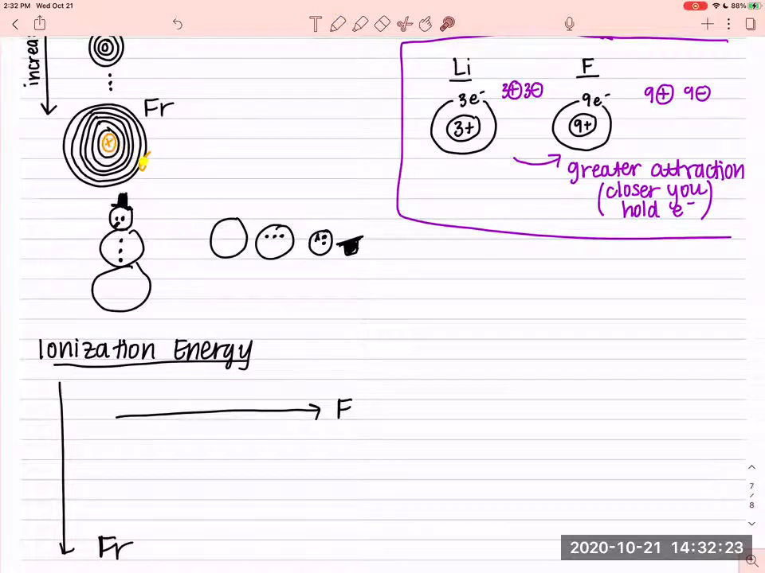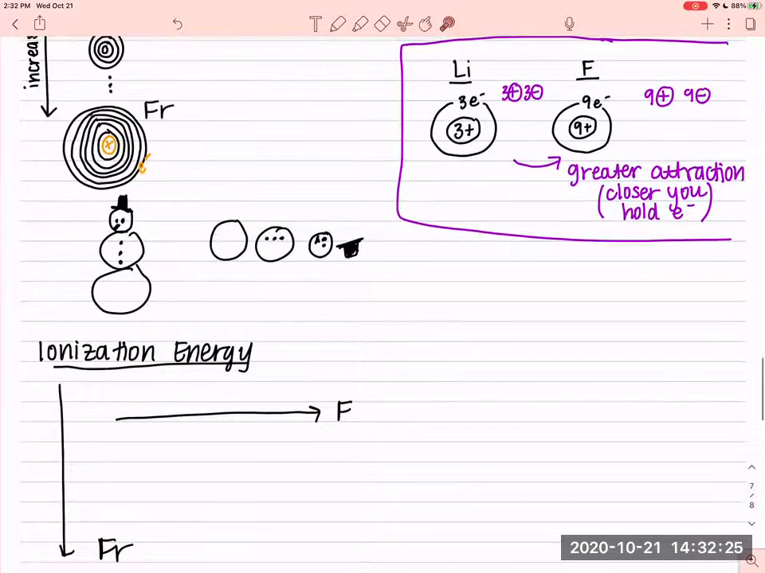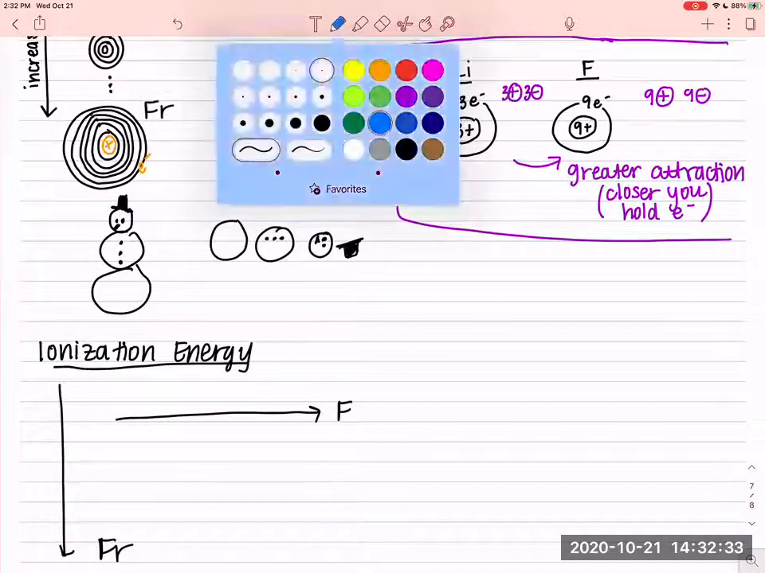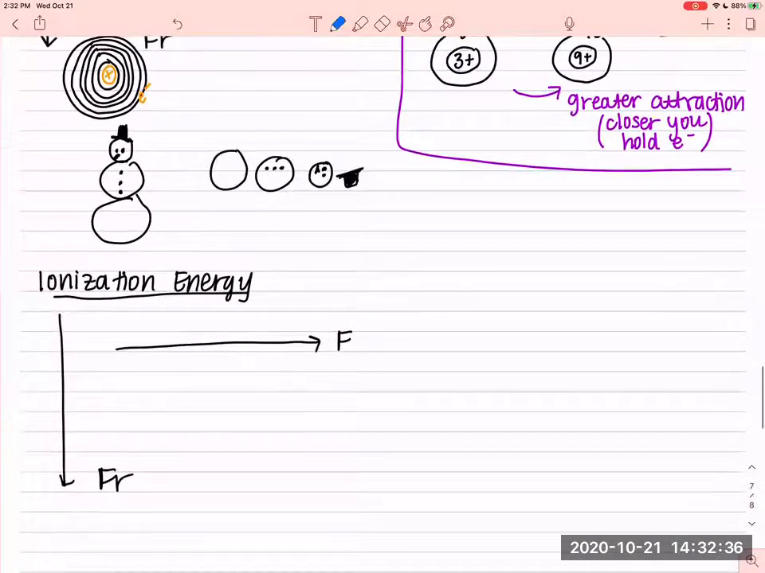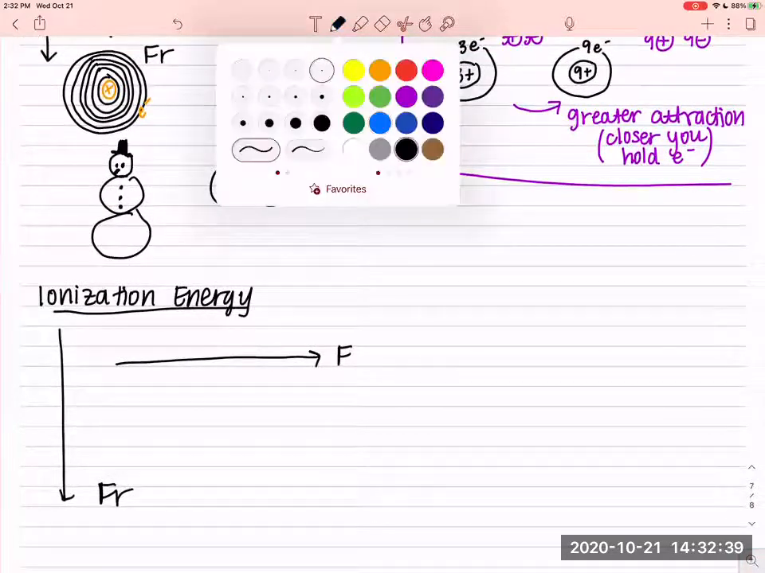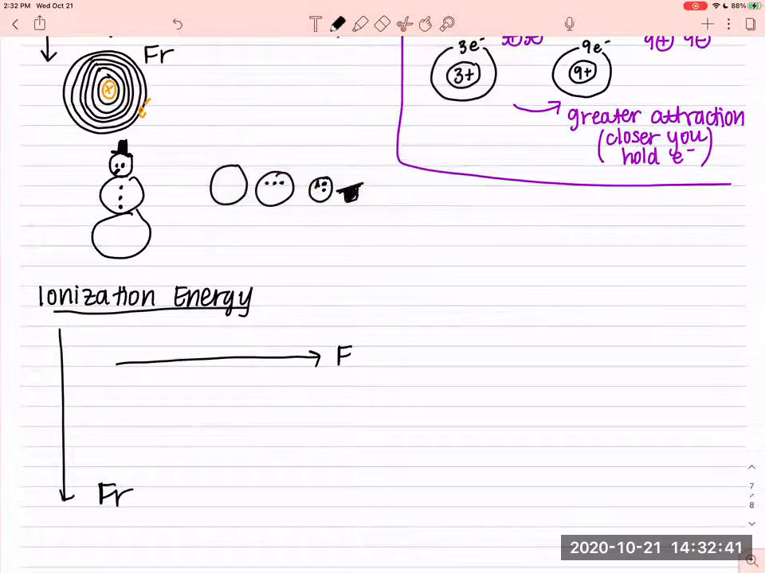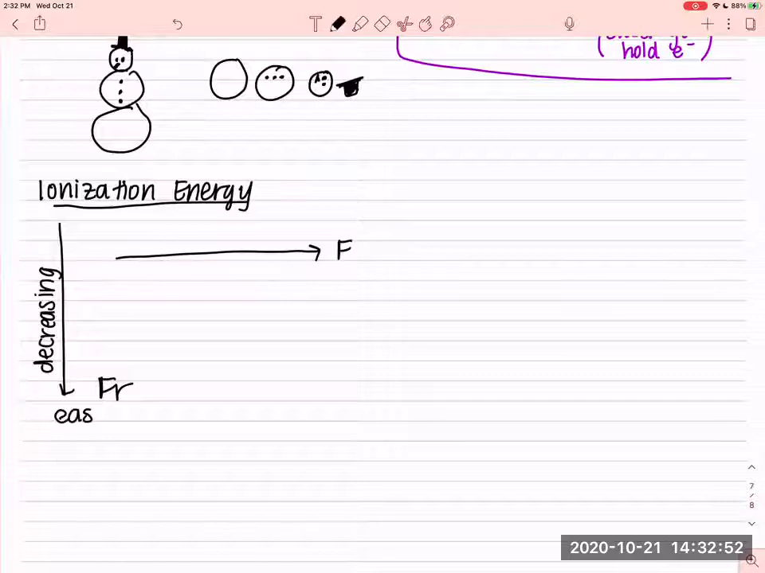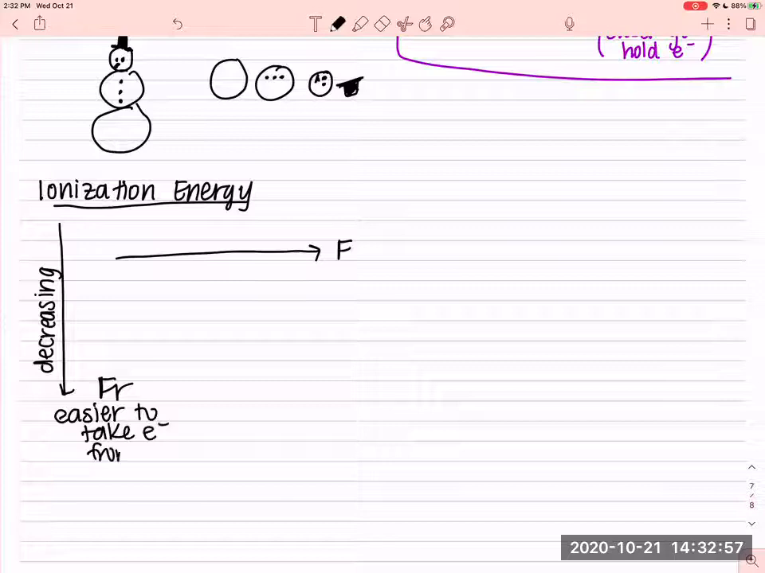It's pretty easy to take away this electron because it's so far from the nucleus, right? It's like if I leave my laptop in the lobby of my apartment building, it's going to get stolen from me because it's far away from me. My electron is really far away. Even though I'm attracted to it, it's still too far for me to really hold. So we have a decreasing energy, which means it's easier. So decreasing here means it's easier to take electrons from francium. It's easier to take the electron from francium.